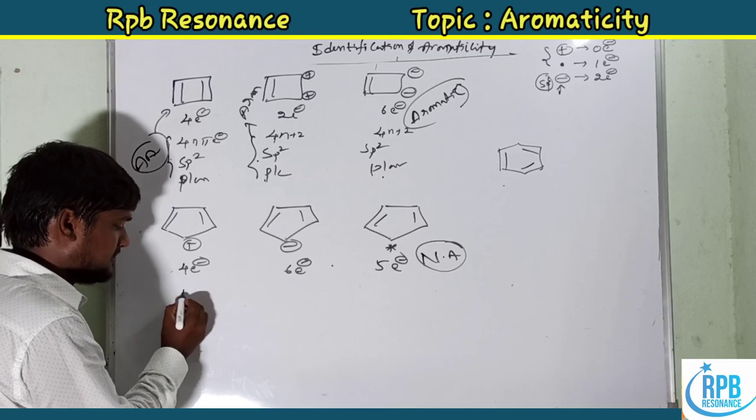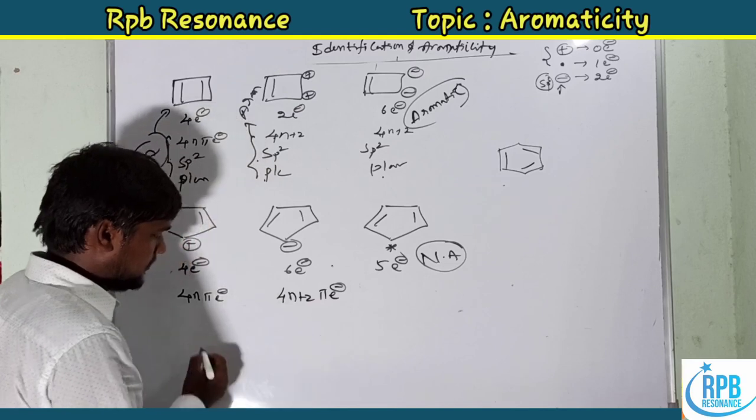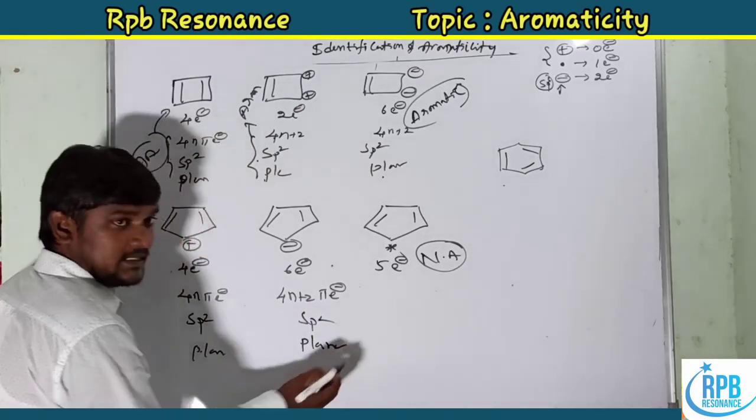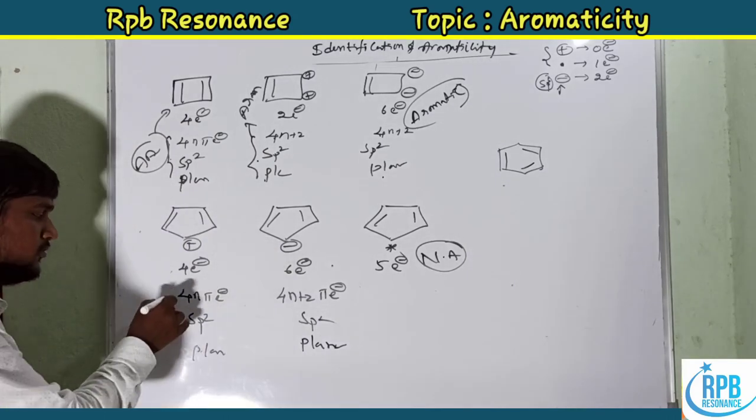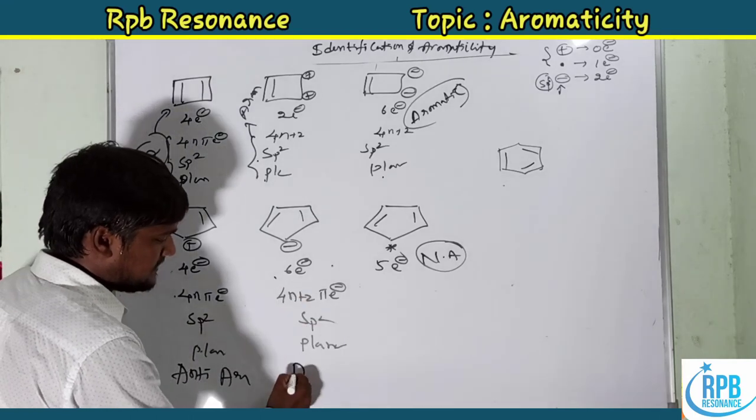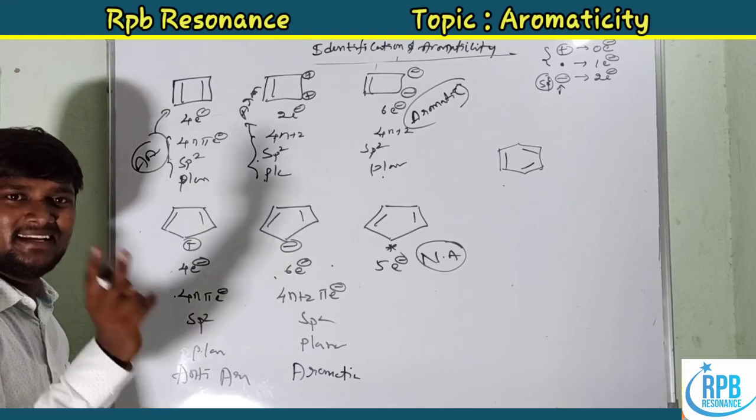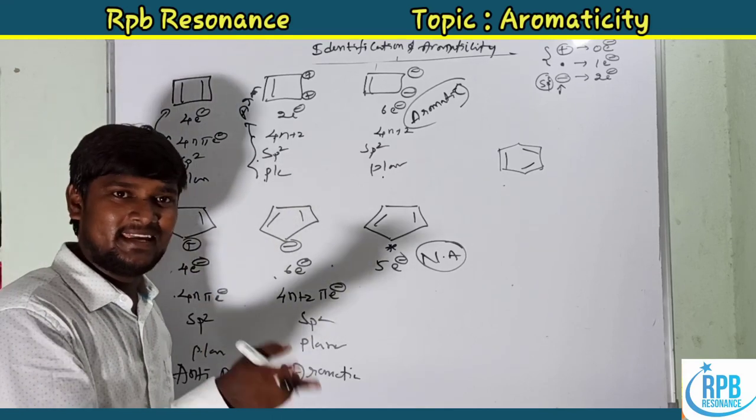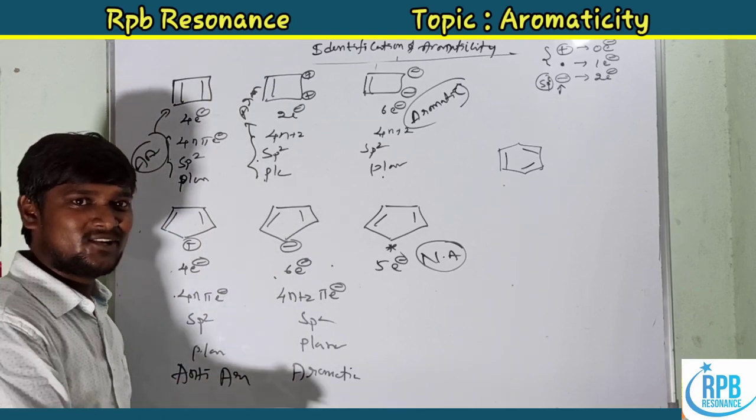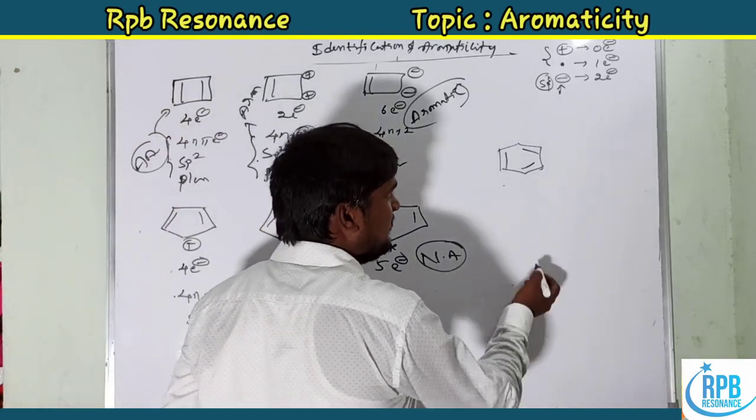So 4 electrons is nothing but the Hückel 4n pi electrons rule. 6 electrons is the Hückel 4n plus 2 pi electrons rule. All are sp2 planar. So let us determine whether it is aromatic or anti-aromatic. 4n means anti-aromatic, 4n plus 2 means aromatic. In case of the 3-membered ring, the cation is aromatic. In case of the 4-membered ring, the dication and dianion are aromatic. But in case of the 5-membered ring, the anion is aromatic. That is called the cyclopentadienyl anion, which is used in ferrocene molecules.